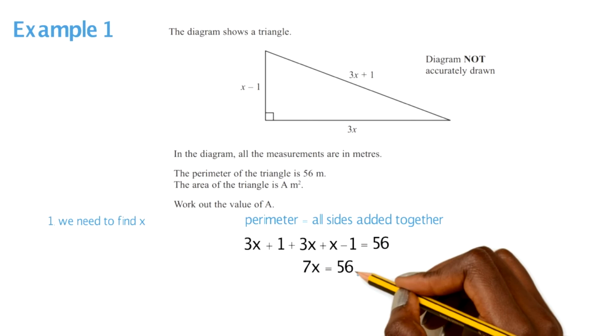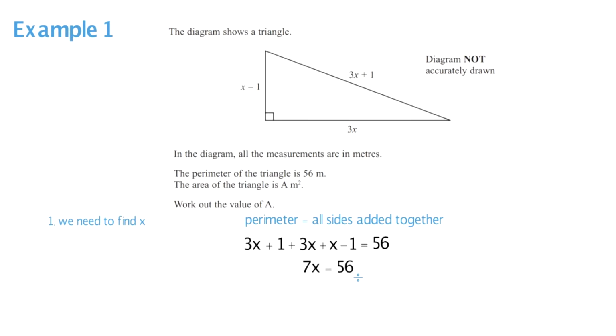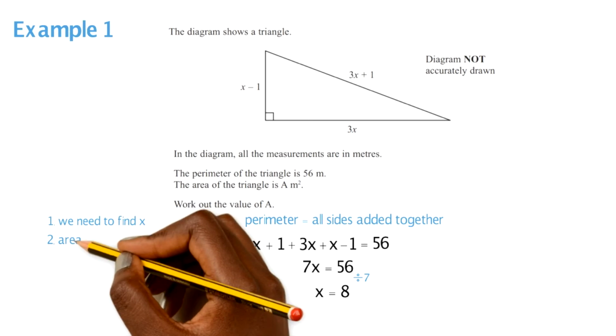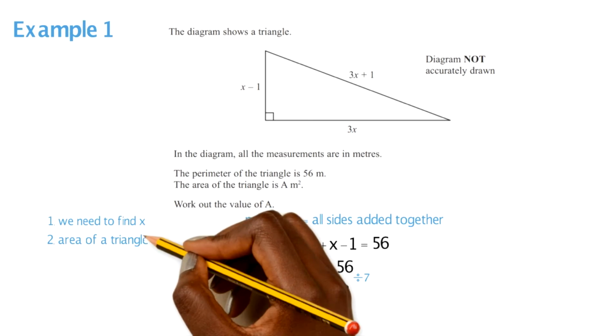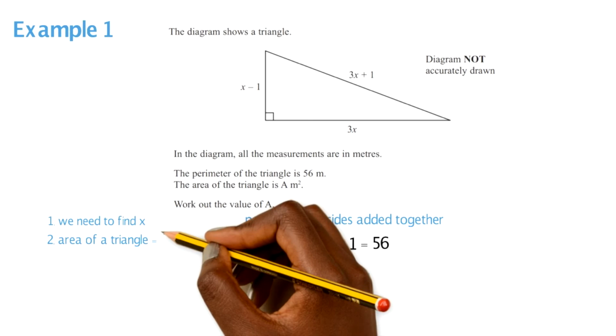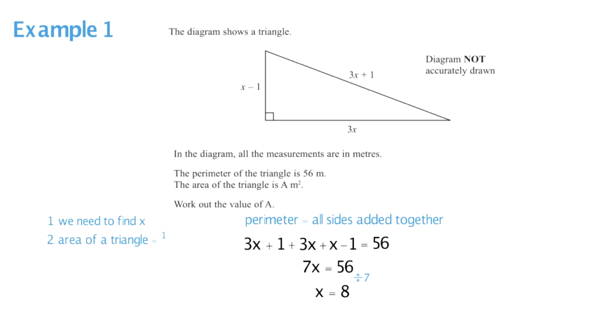So again, using your algebra, divide both sides by 7, and that would leave you with a value of x being equal to 8. Now we know that x is equal to 8, we're actually going to work out the actual lengths of each side. And by doing that, we can then work out the area of our triangle using the formula half times base times height.